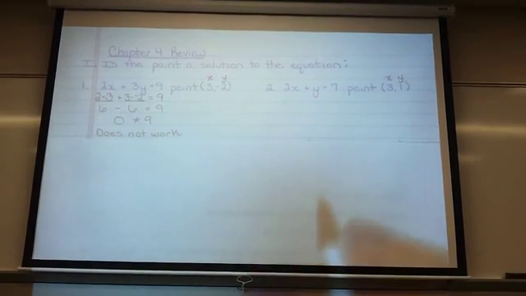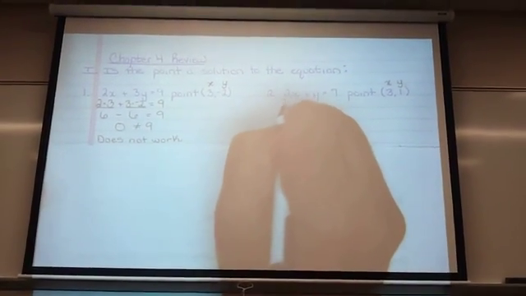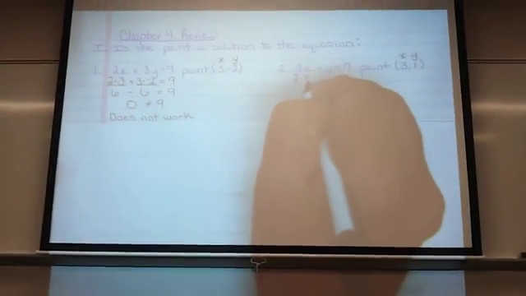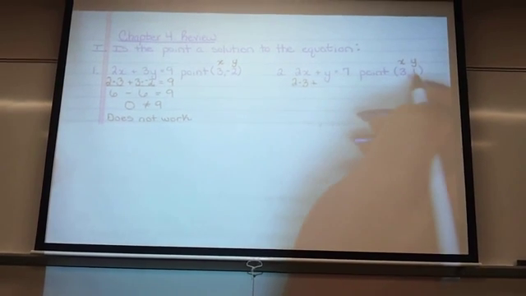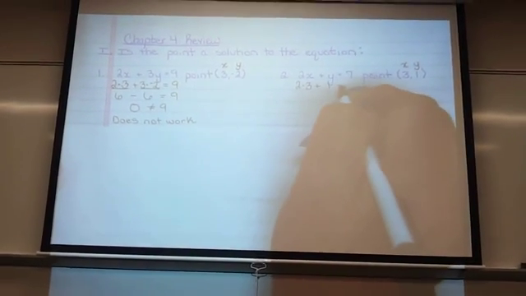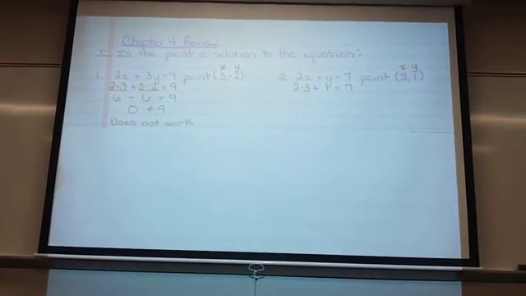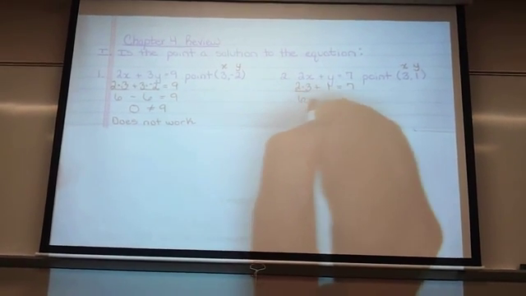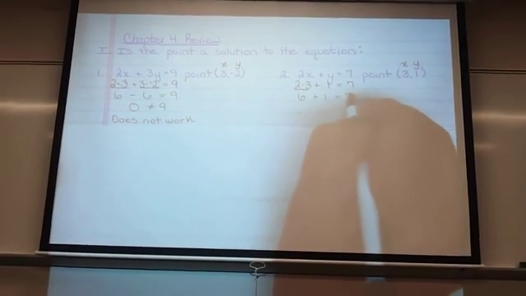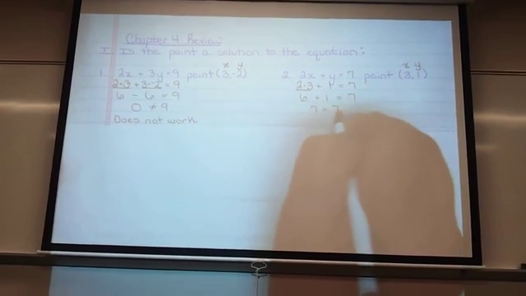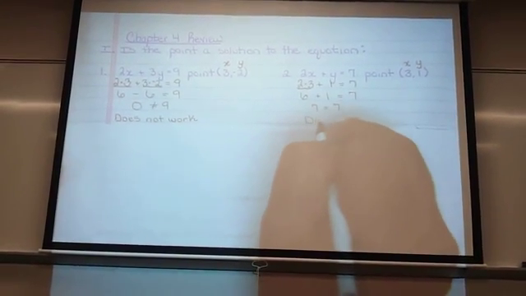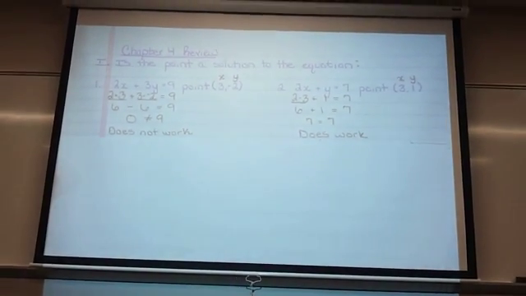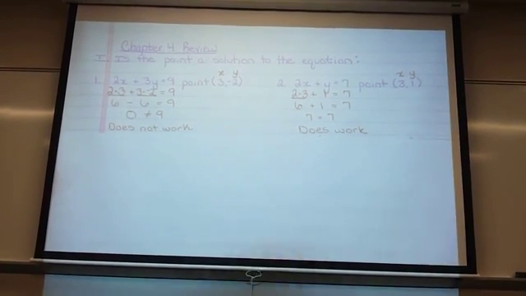Same thing with number 2. Again, I'm going to change my letters to their appropriate numbers. Or could you just put no? Yeah. Plus my y is 1 equals 7. Again, I've got to do order of operations, so I've got to do the multiplying first. So 2 times 3 is 6. Plus 1 is 7. Aha. 7 equals 7. So does work, or yes. Okay. But your y up there was a 2. Oh, I looked at the different patterns.